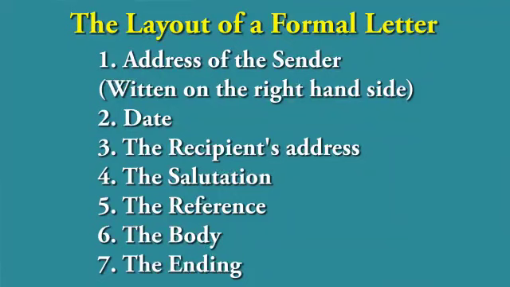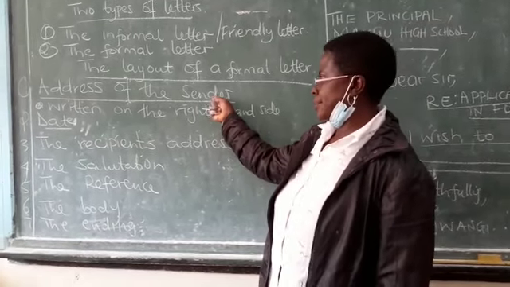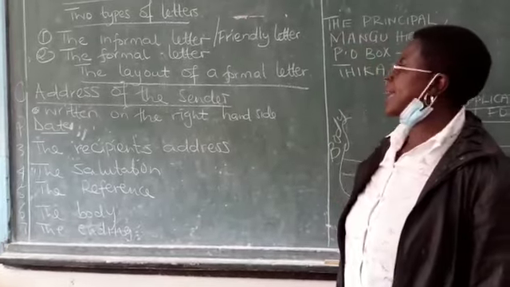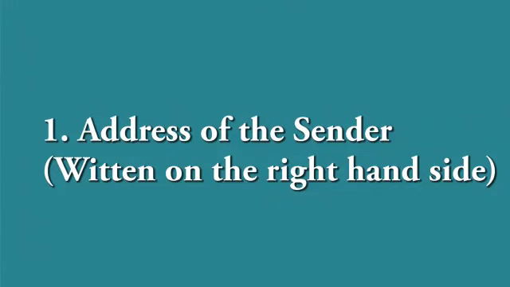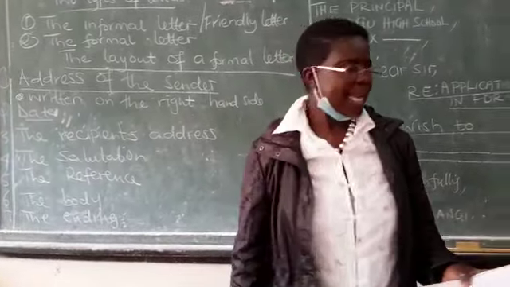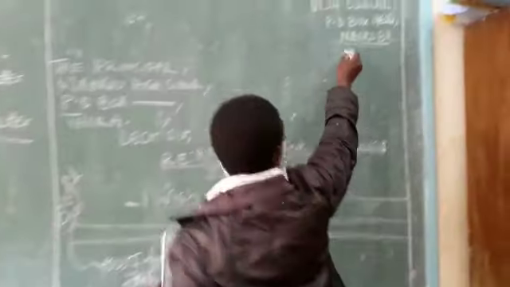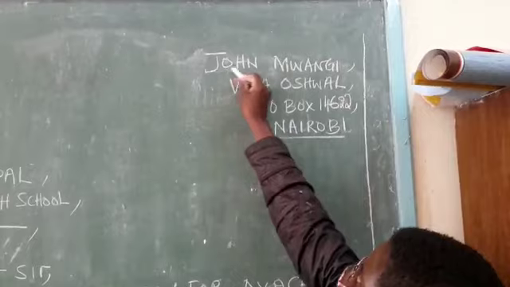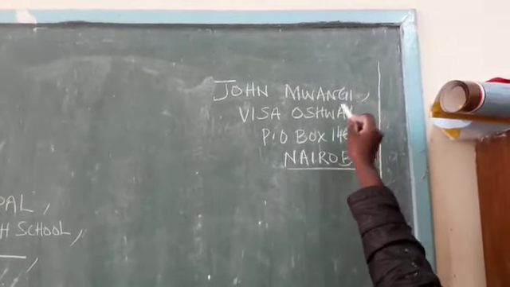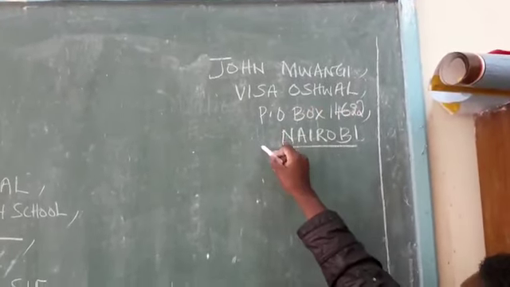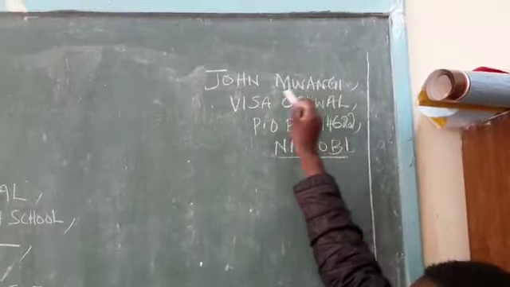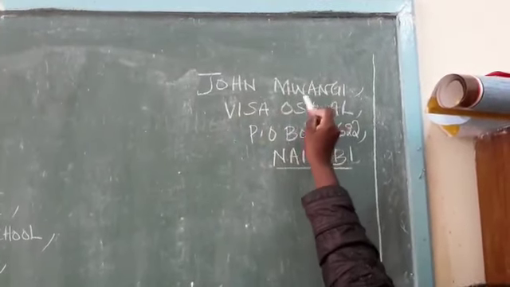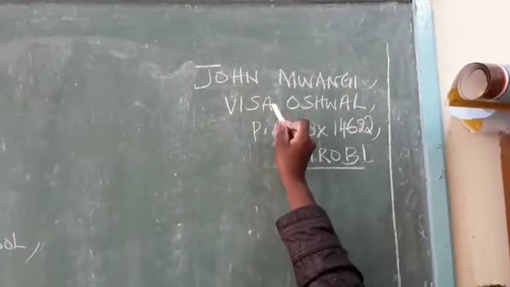So let's look at the layout of a formal letter. Number one, these are the areas we look at when you are marking your letter. You must have the address of the sender. Now the address of the sender is written to the right-hand side corner, starting with the name of the writer on top. So let's assume the writer of this letter is John Mwangi. So you write John Mwangi in capital letters at the top there.